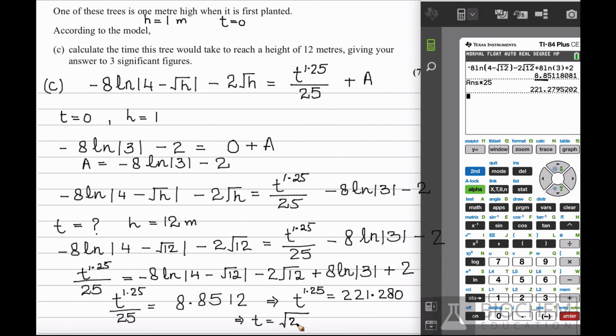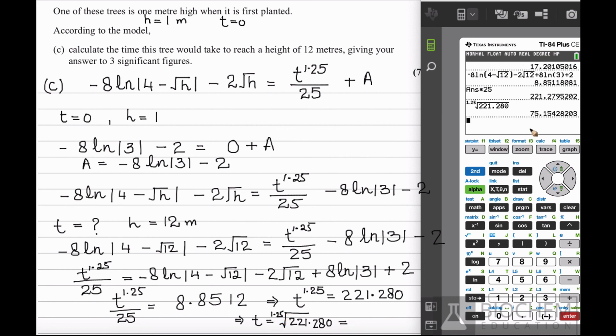Now let's take the root of this to 1.25 and we can write this as t equals the root to 1.25 of 221.280, so putting this into the calculator, we get an answer of 75.154. Now, as the examiner wants the answer to 3 significant figures, we can give our final answer as 75.2 years.